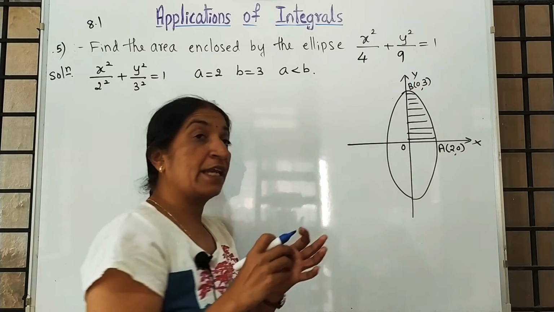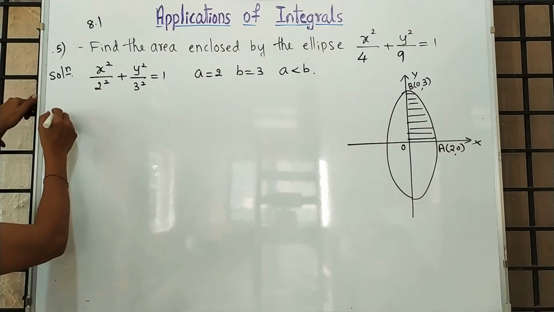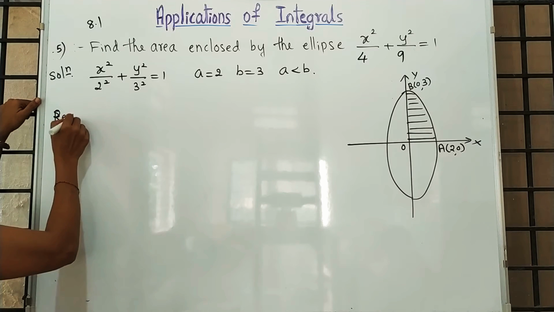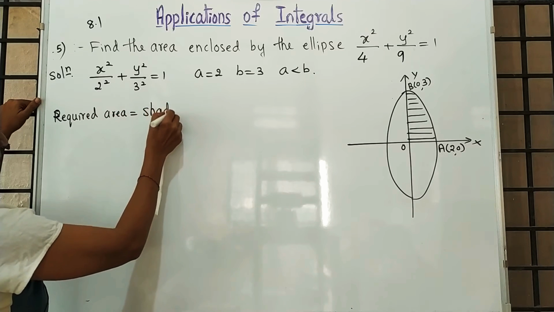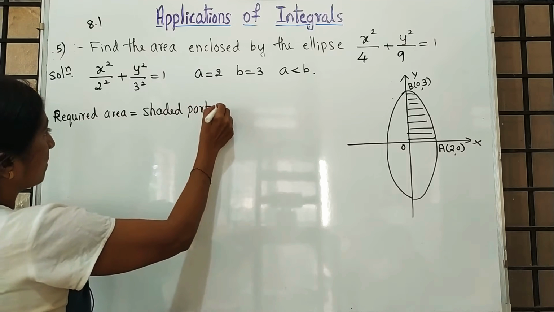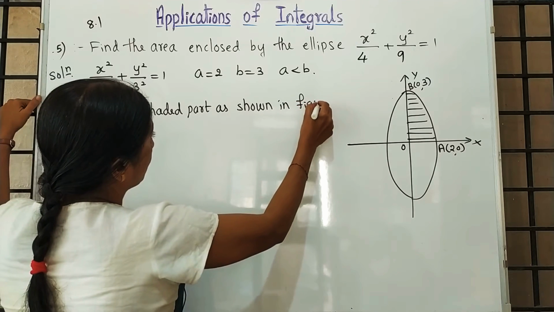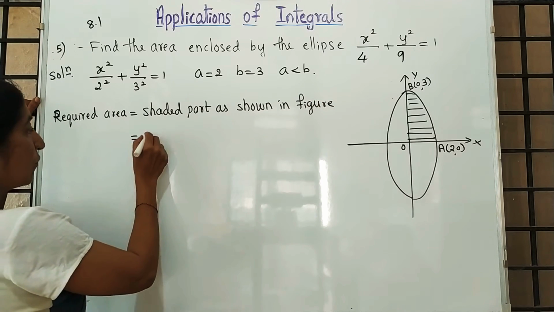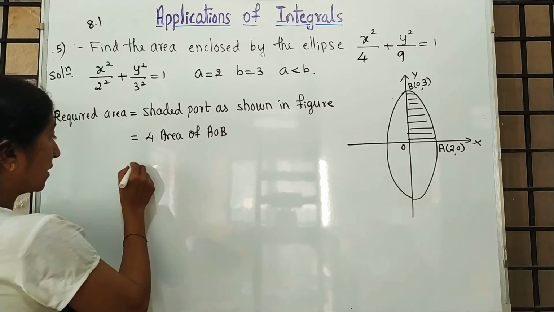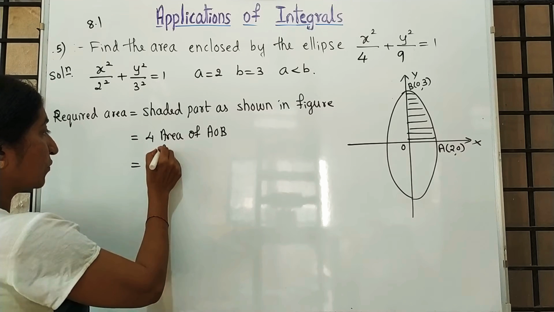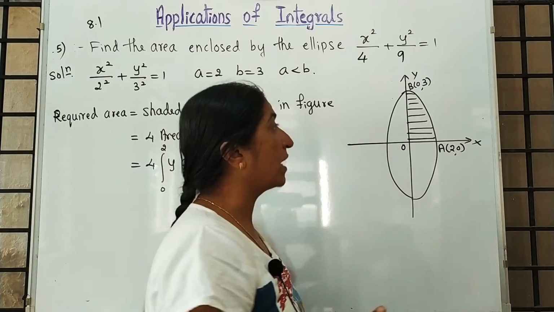Here also I am taking the area between the curve and the x-axis, even though it is less, but the figure comes like this. Required area is equal to the shaded part as shown in the figure, that is equal to 4 into area of AOB, that is equal to 4 into integration from 0 to 2 y dx. I am writing y because I am taking the area between the curve and the x-axis.